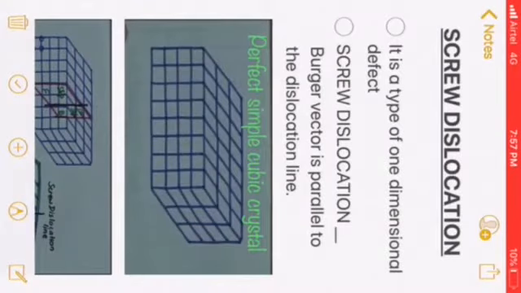Dislocation. This is the one-dimensional defect. When the Burgers vector is parallel to the dislocation, then we get screw dislocation. Here, the Burgers vector is the slip direction, which is parallel to the tangent vector of the dislocation line.